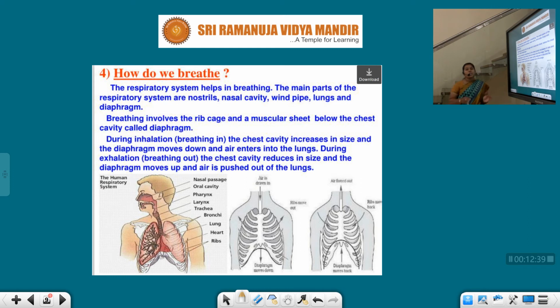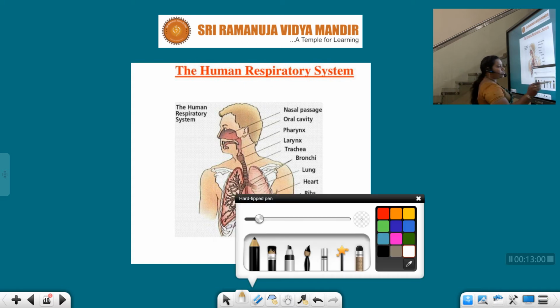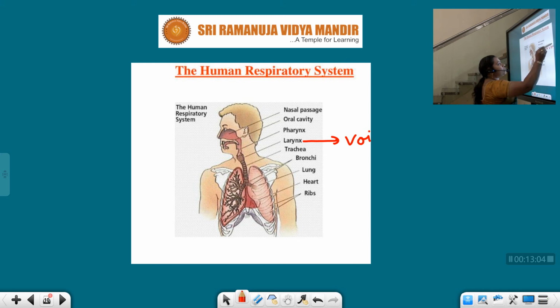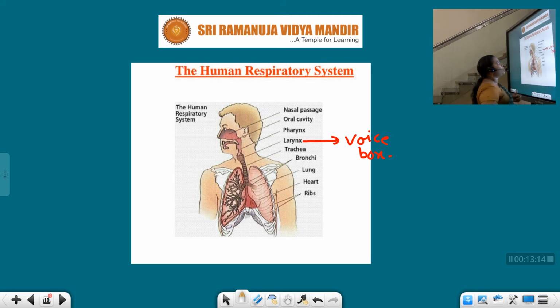And how do we breathe? Now we are going to discuss the actual mechanism involved in the breathing procedure. Children, this is the respiratory system. First we have the nasal passage, oral cavity, pharynx, larynx. This larynx is also known as the voice box. Very important bit, students. Voice box, trachea, bronchi, bronchioles, lungs, heart and the ribs. The first and foremost is the nasal cavity, then it enters the larynx, trachea, bronchi, bronchioles, lungs and the heart. This is the total respiratory system in the human being.